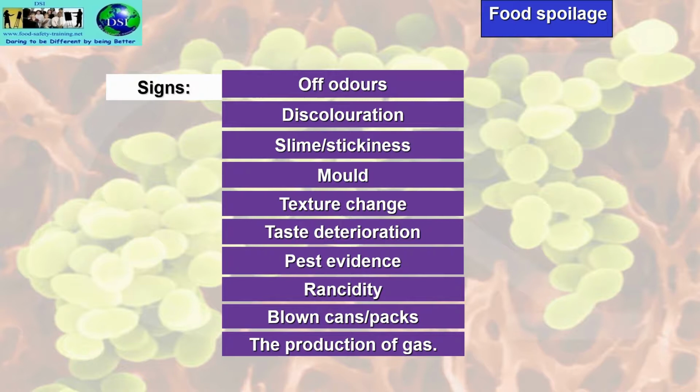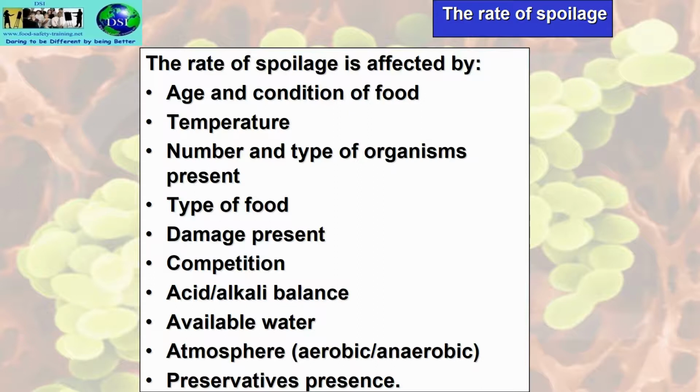So the rate of spoilage is affected by various elements. That includes things like age and condition of food, temperature the food is held at, number and type of organisms present, the type of food, the damage present, competition available, acid or alkali balance, the available water, the atmosphere, whether it's aerobic or anaerobic, and the presence of preservatives.